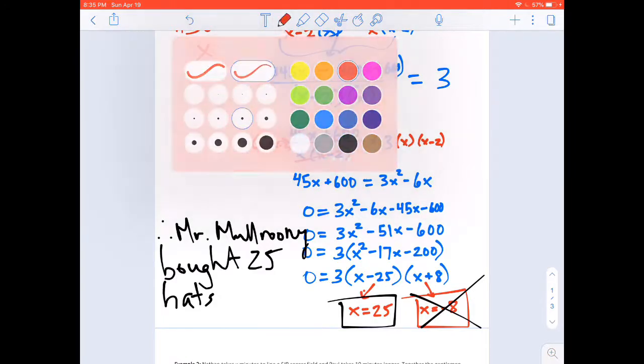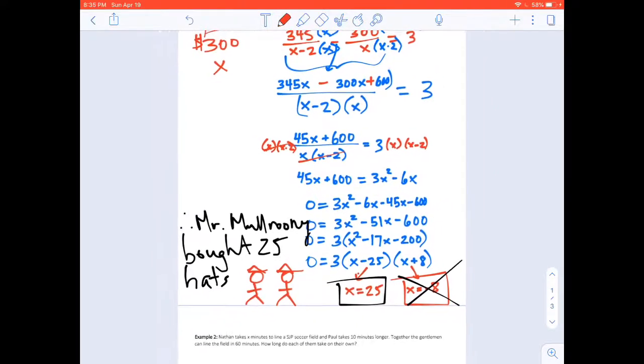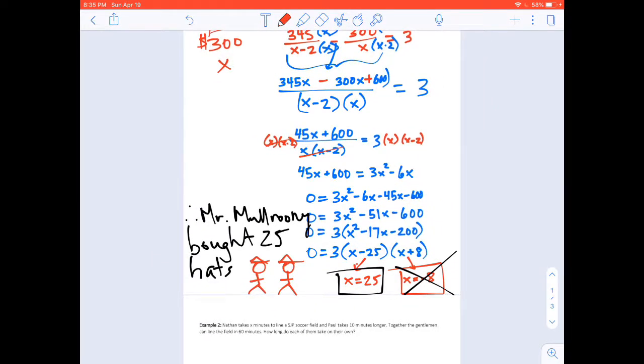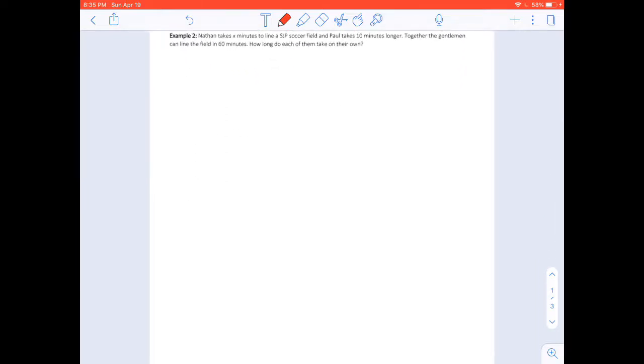And I can draw myself wearing the hat with Mr. Gerardo, two best friends. And there we go. So that's the first one. You'll see that some similarities exist as we work through these problems.